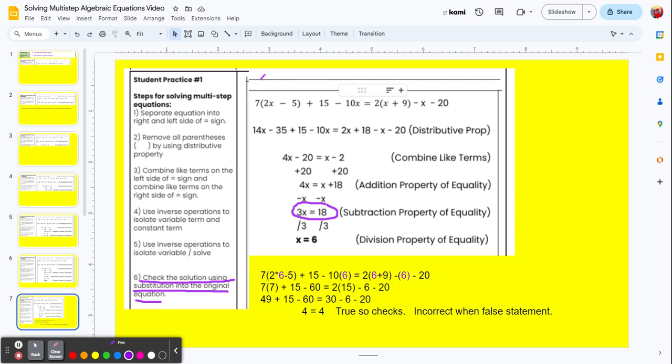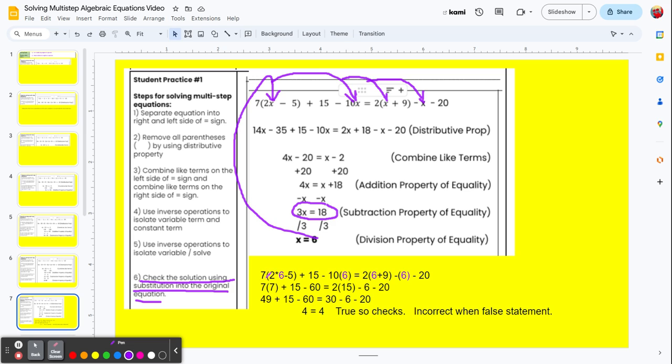So you have to go back to the original equation, and you're going to take that 6, and you're going to substitute it wherever you see an x, right? So we can substitute it there. We're going to substitute it here. We're going to substitute it here. We're going to substitute it here. So in this one, we have 4 places we're going to replace the x with the 6. And then we're going to follow the order of operations, right?